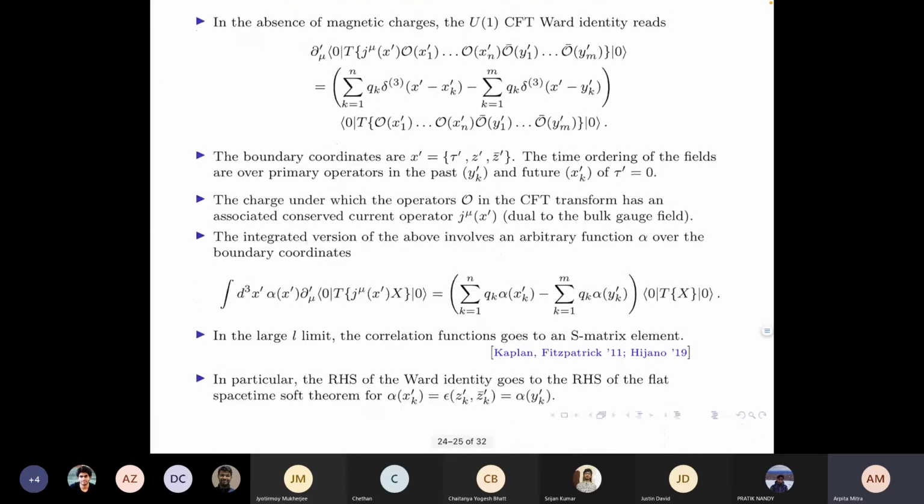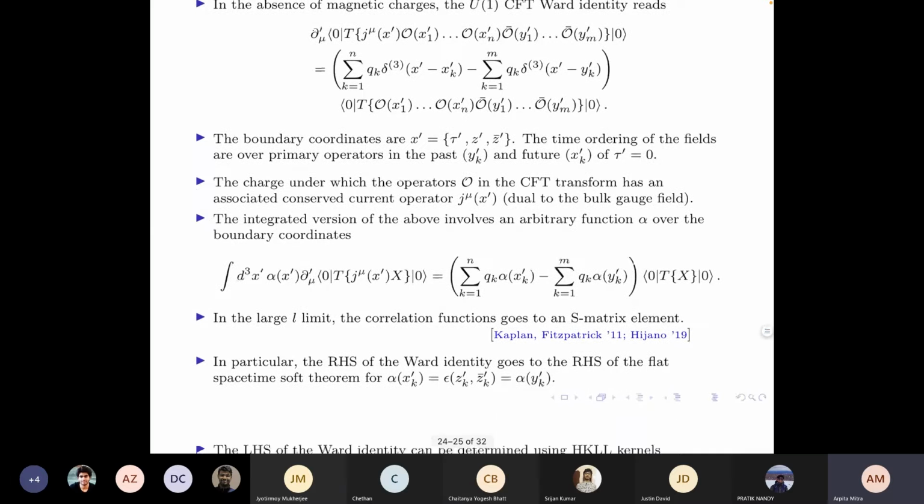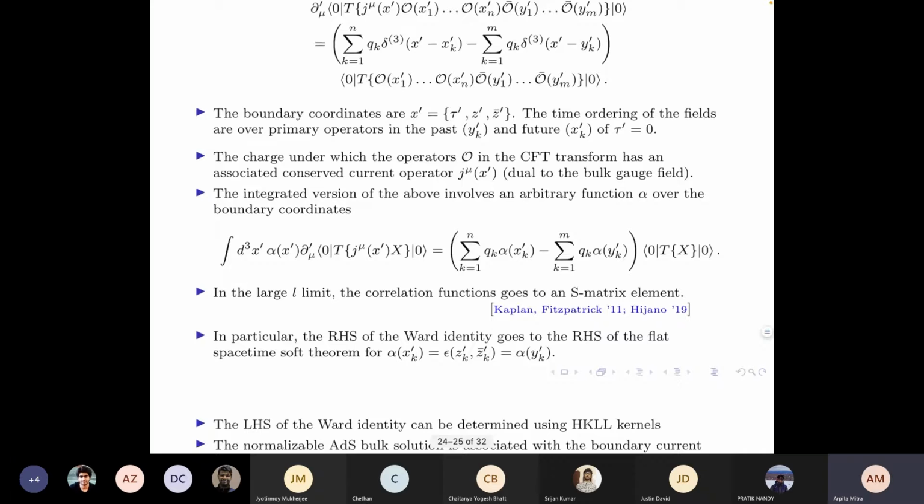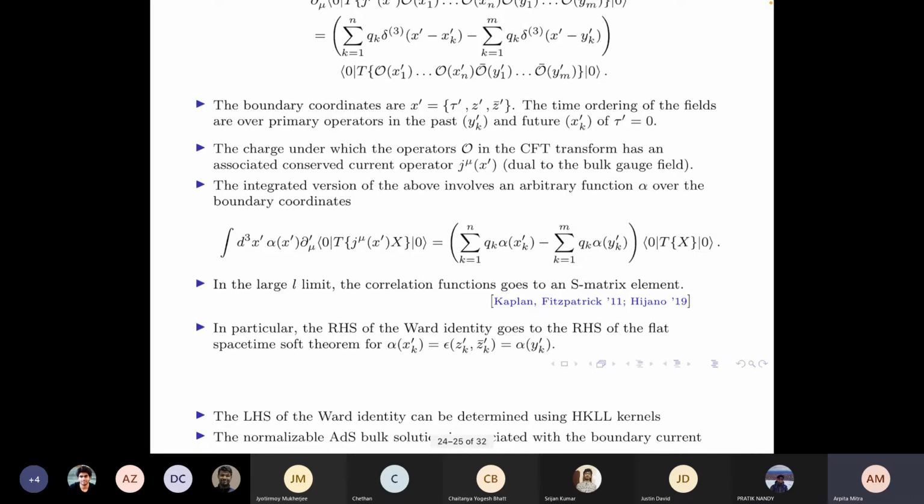Now we will take this Ward identity and consider an integrated version of it. To do this we will introduce an arbitrary function alpha over the boundary coordinates, denoted by tau prime and z prime, and we can rewrite the CFT Ward identities in this way. In the large L limit, it is a well-established fact that certain correlation functions go to an S matrix element. It was explained in detail in the Kaplan and Fitzpatrick work, and recently also in Hijano's work in 2019.